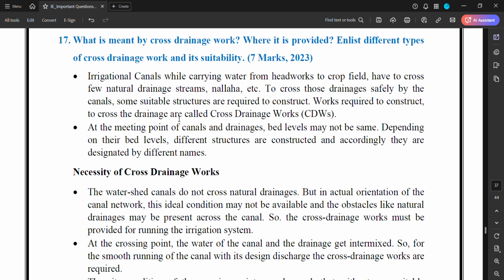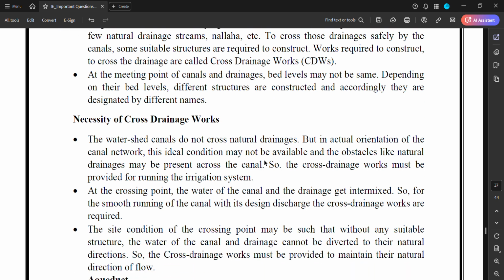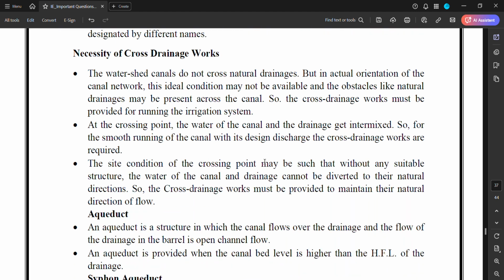At the meeting point of the canals and drainage, bed levels may not be the same. Depending on their bed levels, different structures are constructed and accordingly they are designated by different names. First is the necessity of cross drainage works.